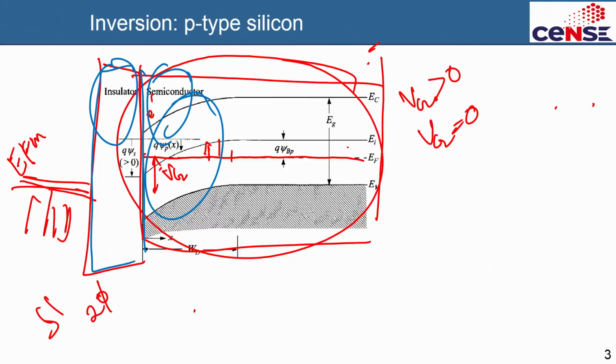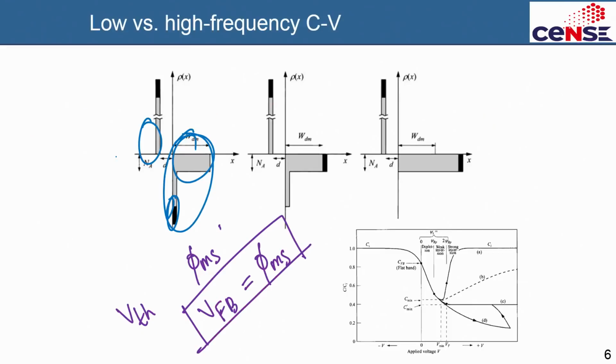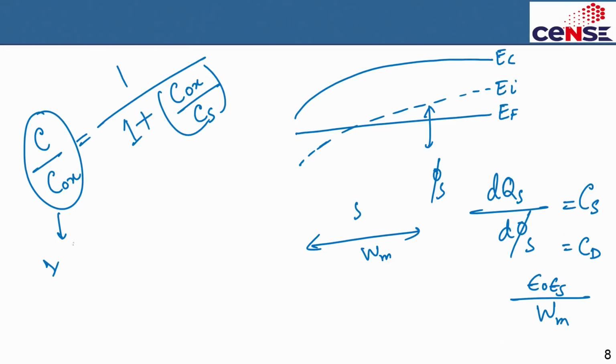If you are going to modulate the charge at this interface only, then your oxide capacitance will show up as the total capacitance, which is when you will get this ratio as 1. Okay, and this is the depletion capacitance, you can say, and this depletion capacitance CD, I told you, is epsilon of the semiconductor by the depletion width.